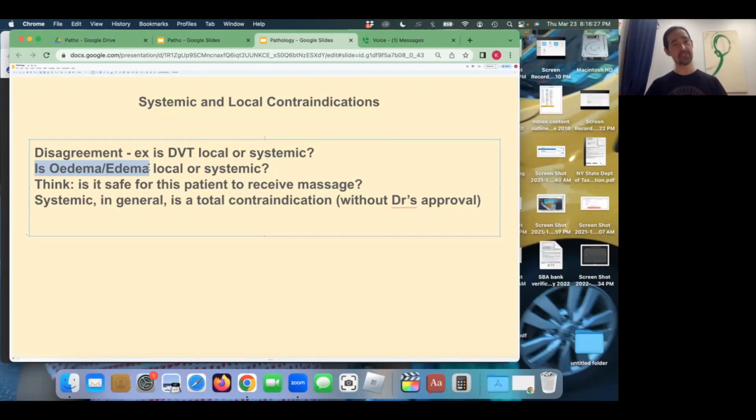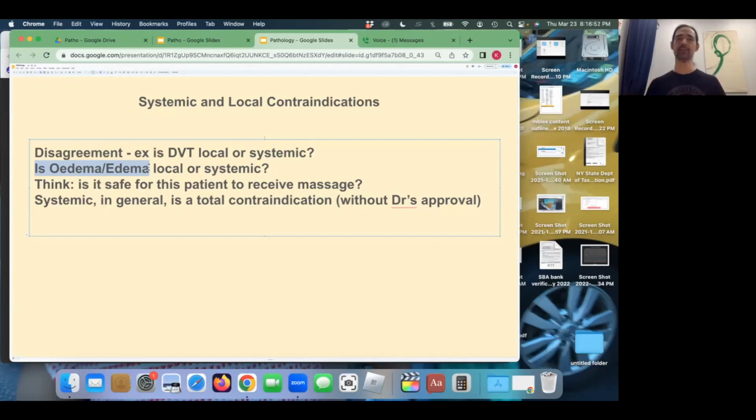So is it systemic or is it local? Well, it sure looks like local. In fact, in some books, you'll see it referred to as local edema. And what that means is swelling that's visible in like the feet or the legs, but not visible in the face or the arms or the abdomen, for example. But edema should be considered a systemic contraindication.